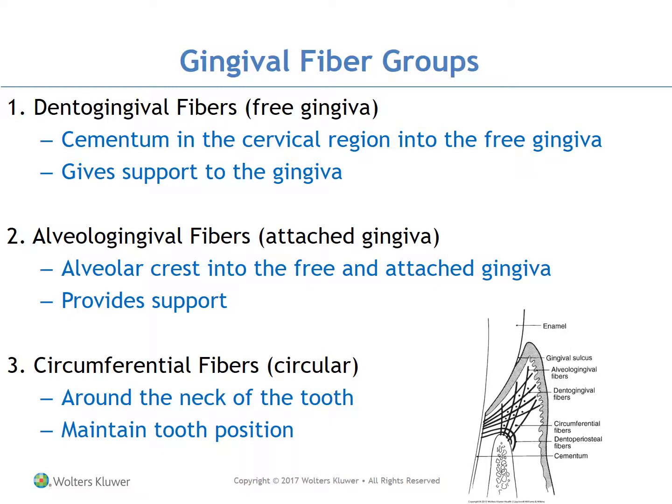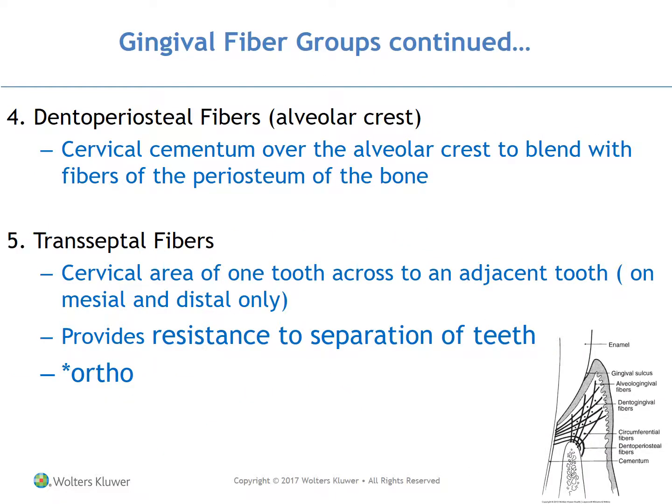Then we have our circumferential fibers, or our circular fibers. Circular meaning it's going around the tooth, but it's not inserting anywhere. This is like a rubber band in there, okay? It's just going around the tooth. And this is to help maintain tooth position. Then we have our dentoperiosteal fibers, and these cervical are attached, the cervical cementum over the alveolar crest to blend with the fibers of the periosteum of the bone, the outer surface of the bone.